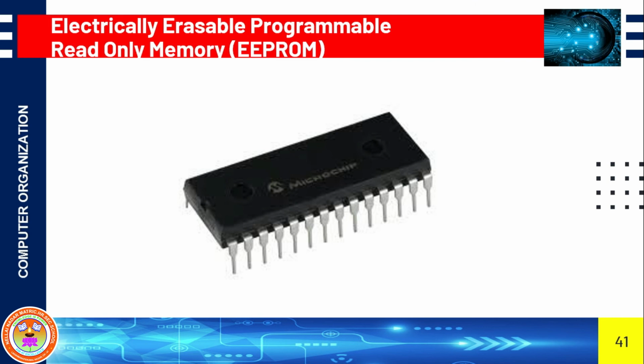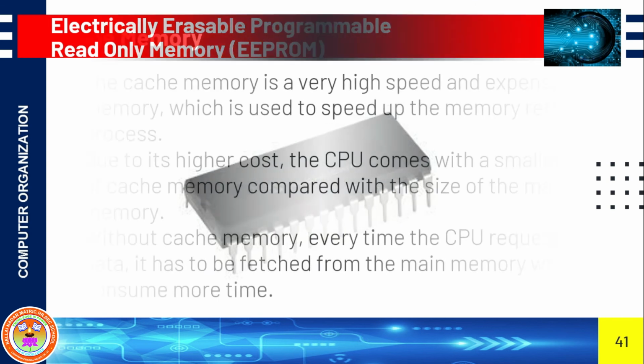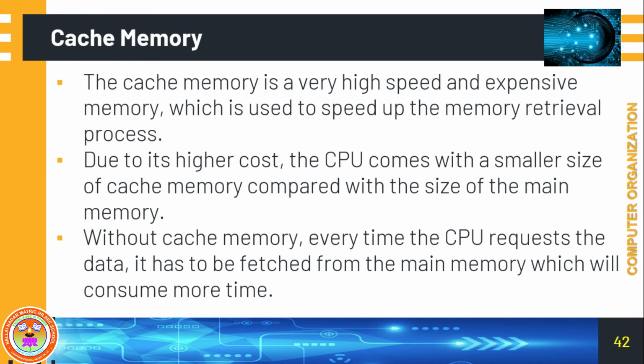The next concept is secondary storage devices. Before we discuss secondary storage devices, what is cache memory? Cache memory is a very high-speed and expensive memory, which is used to speed up the memory retrieval process. So what is the purpose of cache memory? Using cache memory, you increase the speed of the process and the memory retrieval.